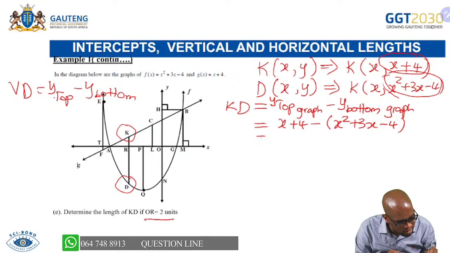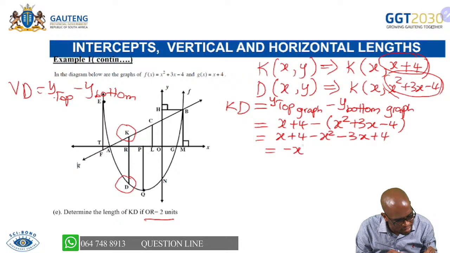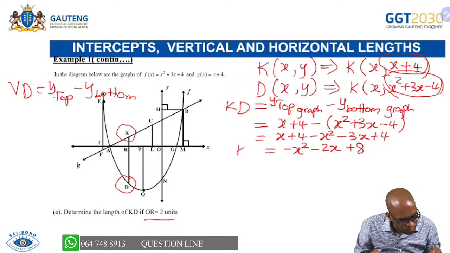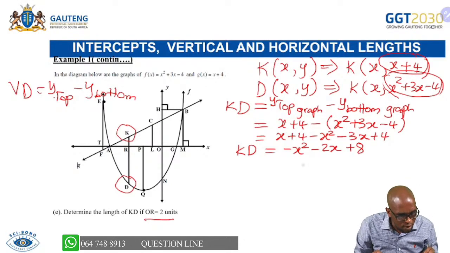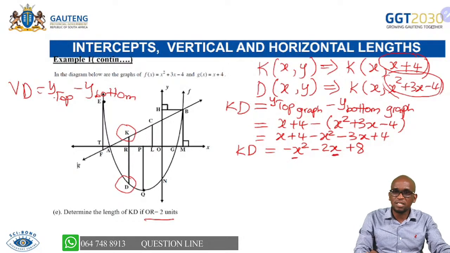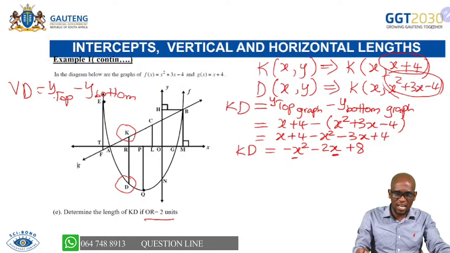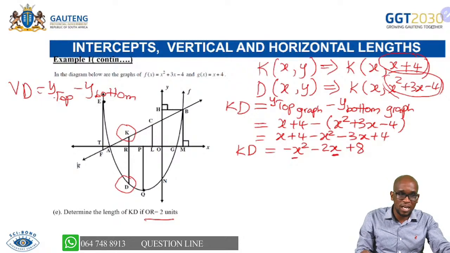Now, if we simplify this, we get x plus 4 minus x squared minus 3x plus 4. Simplifying this further, we get minus x squared minus 2x plus 8. So this represents the relationship between the y values as well as the x values. Now, in order for us to get KD, we just need the value of x. If we know what x is, then we're going to know the vertical length KD.